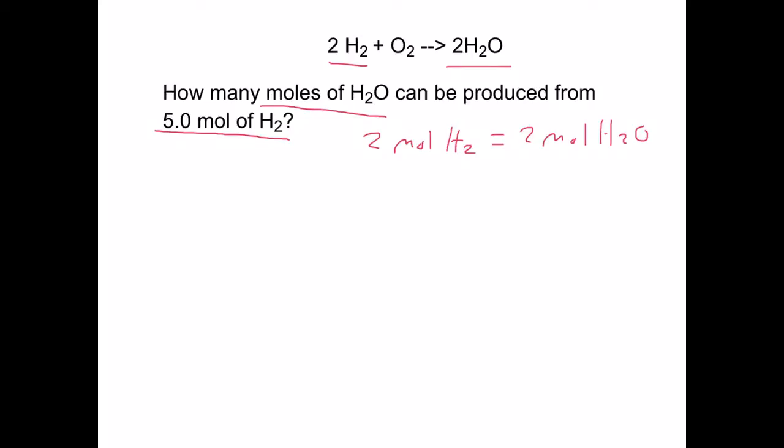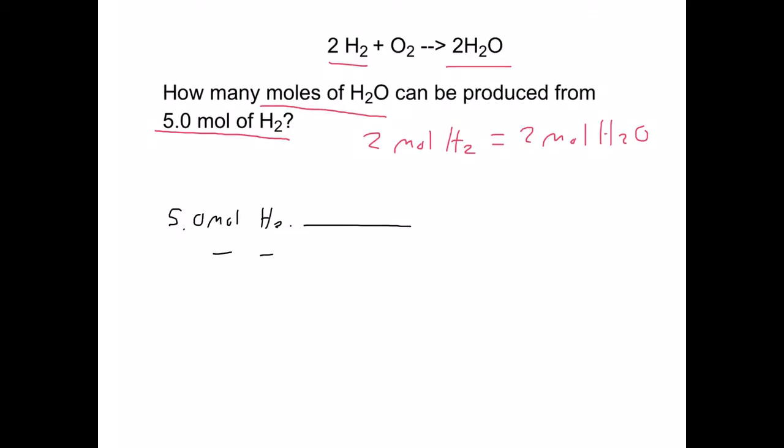When you're using a factor label calculation, you always need to write down your given as the beginning of your calculation. So in this case, we have 5.0 moles of H2. And we'll be converting that to moles of H2O. The way you organize a factor label calculation is based on the unit and the chemical that you have. The unit and chemical must be canceled out in each step.